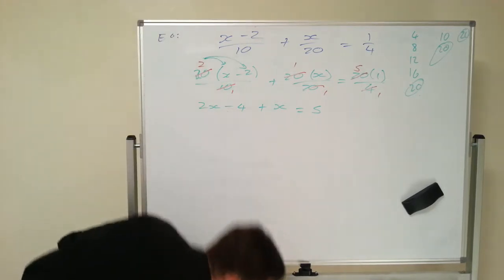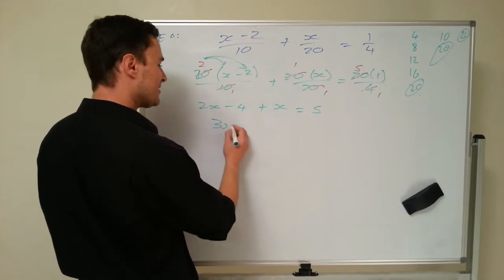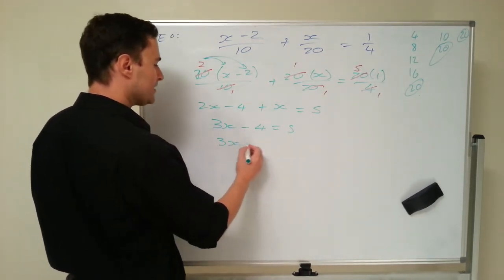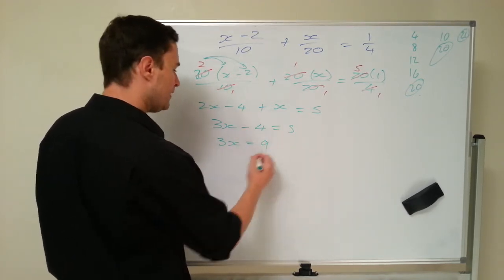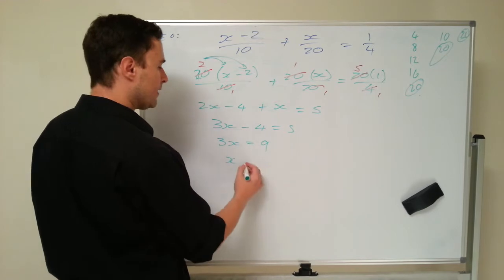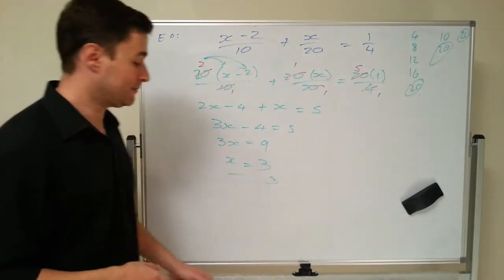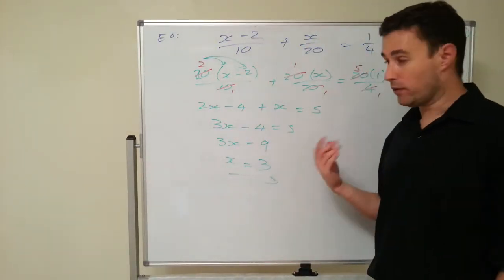So now let's tidy things up and carry on. 2x plus x is 3x minus 4 equals 5. 3x equals 5 plus 4, since the opposite of minus 4 is plus 4, which is 9. Opposite of times by 3 is divided by 3. 9 divided by 3 is 3. Okay, quite hectic, huh? It looks messy, but if you follow it, it's actually pretty straightforward.